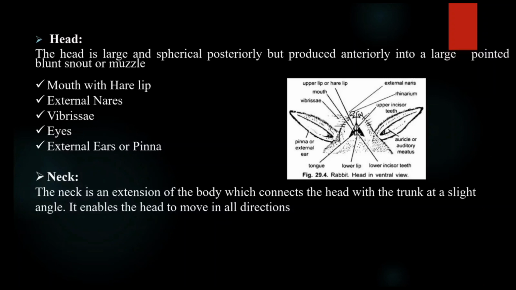Next feature is external nares. They are present just above the mouth and they appear as two oblique slit-like openings. The nostrils are surrounded by a bare moist skin which is called rhinarium, and the nostrils lead into the nasal or olfactory chambers.